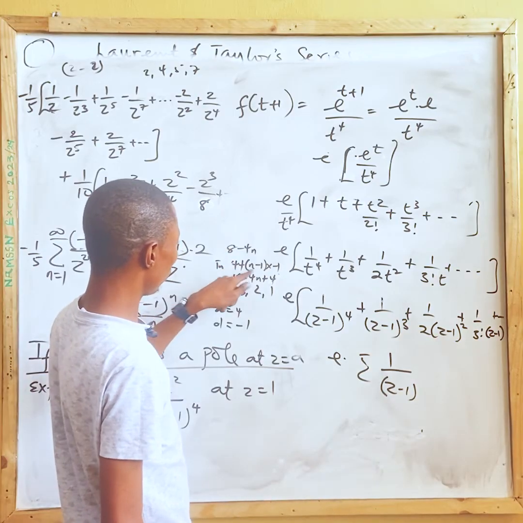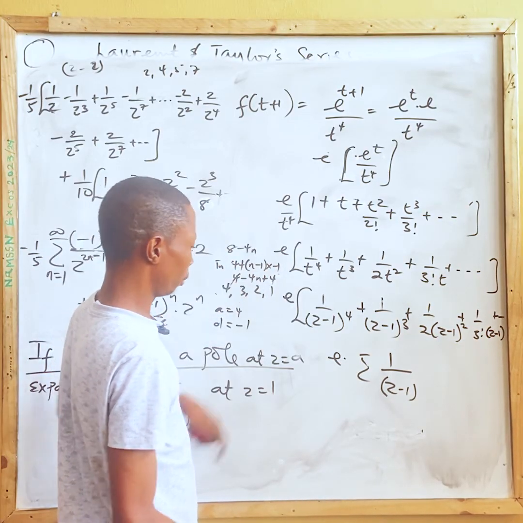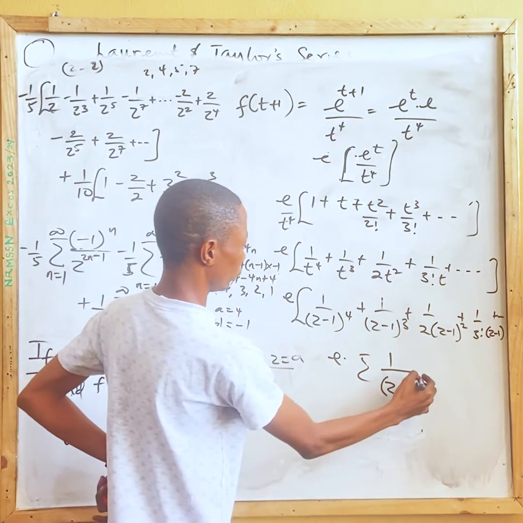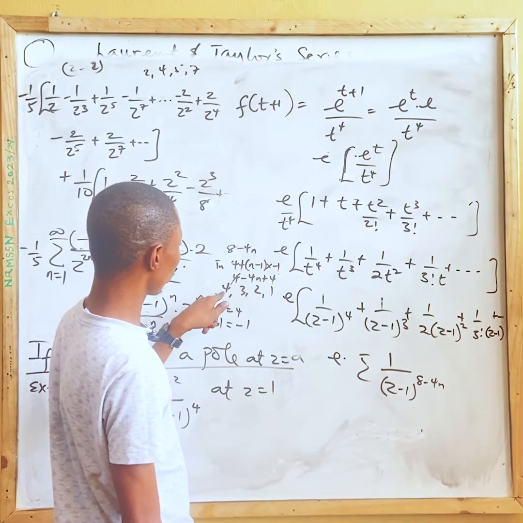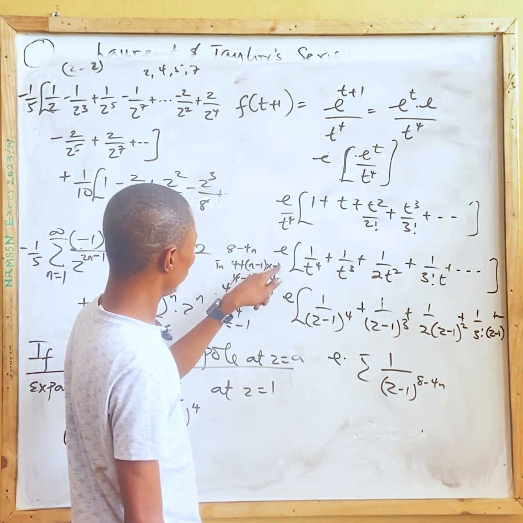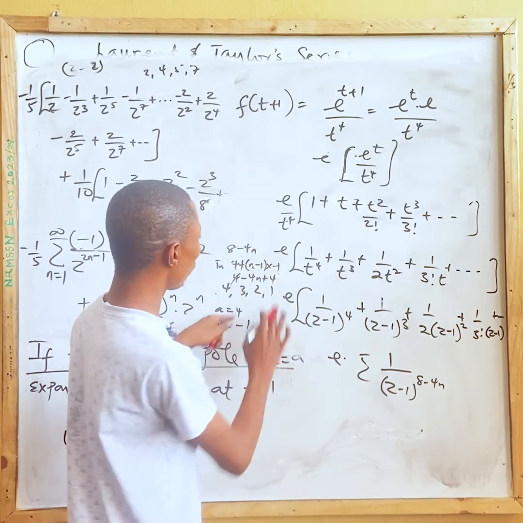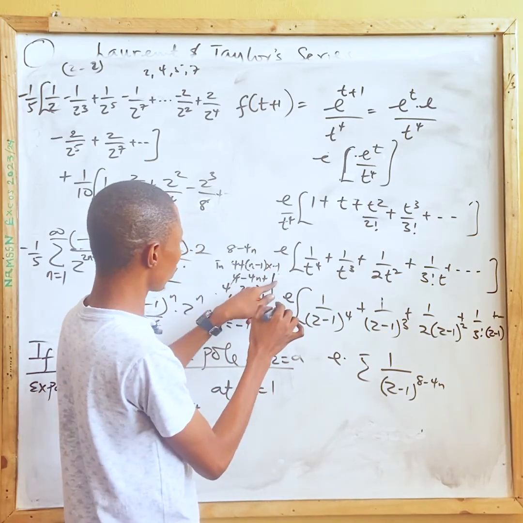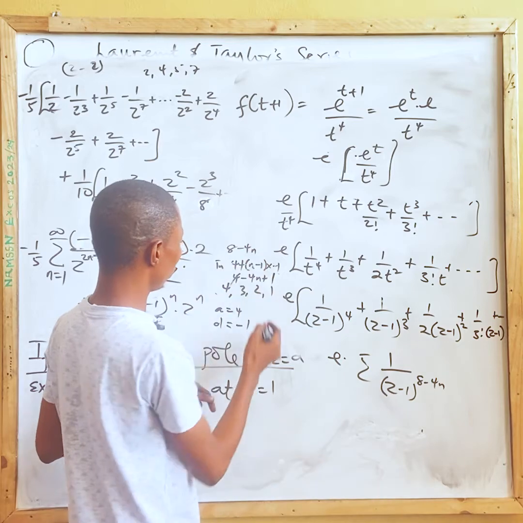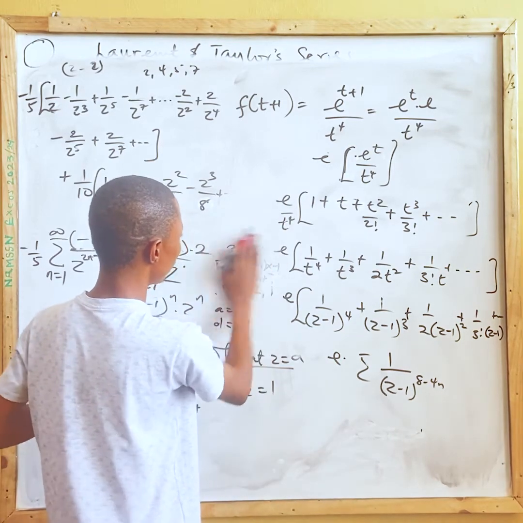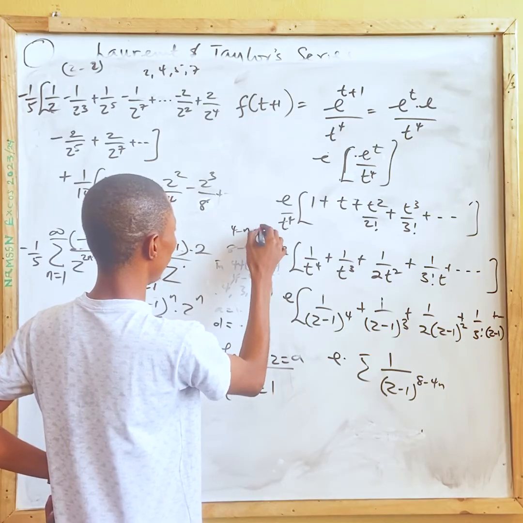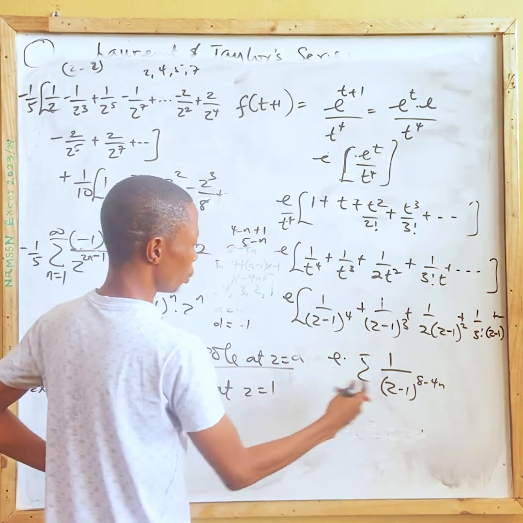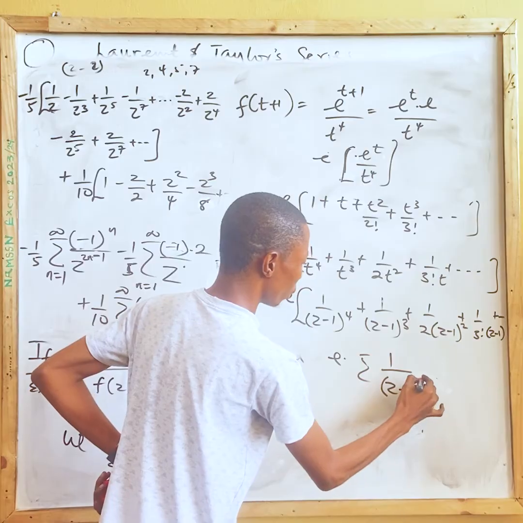Is it 8 minus 4n? It's 4 plus (n minus 1)d, and d is 3 minus 4. That's 4 minus n plus 1. So 4 plus 1 is 5, that's 5 minus n. So the series will just be 5 minus n.